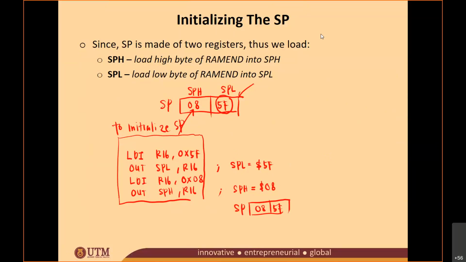Just asking, can we use LDI SPL, 0x5F? Cannot, because LDI can only be used for general purpose registers, which is only valid for R16 to R31. So you cannot use LDI SPL, 0x5F. You must first load the value into a general purpose register, and from that general purpose register you send the value to your IO register.